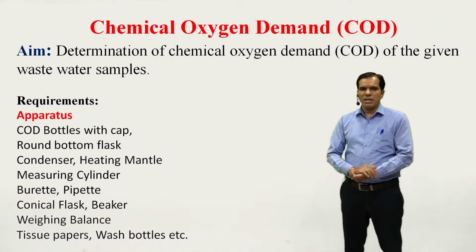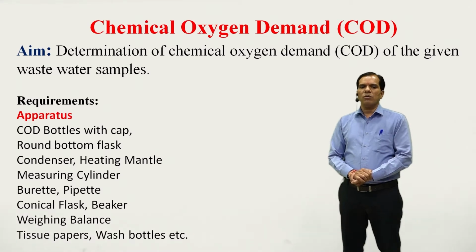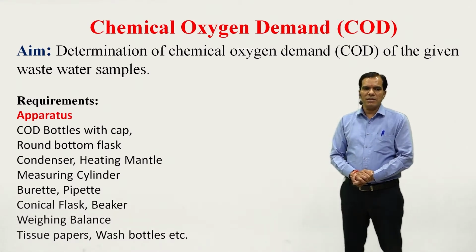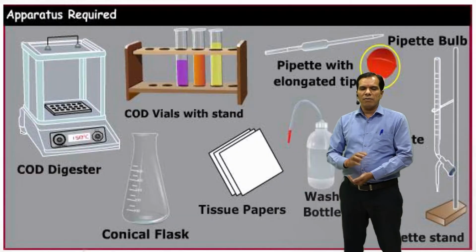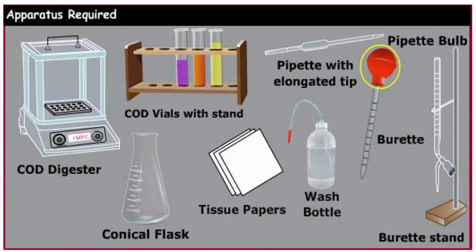The apparatus required to perform this experiment: COD bottle with cap, round bottom flask, condenser, heating mantle, measuring cylinder, burette, pipette, conical flask, beaker, weighing balance, tissue paper, wash bottle, etc. You can see the picture of this apparatus: COD reactor, COD vials with stand, pipette with elongated tube, pipette bulb, wash bottle, burette stand, tissue paper, and conical flask.